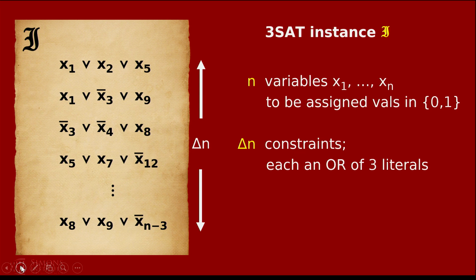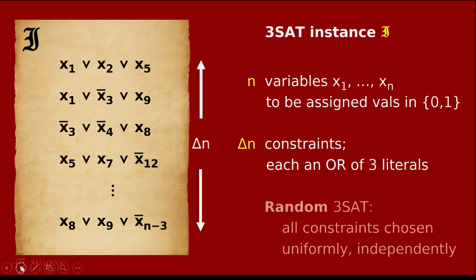And when I said random 3-SAT, I wasn't being casual. I'm really going to talk about random 3-SAT. So this is the case where literally all the constraints are chosen uniformly at random, which variables to apply the OR to, and whether or not to negate them, it's all chosen at random. So that's a 3-SAT instance, I.